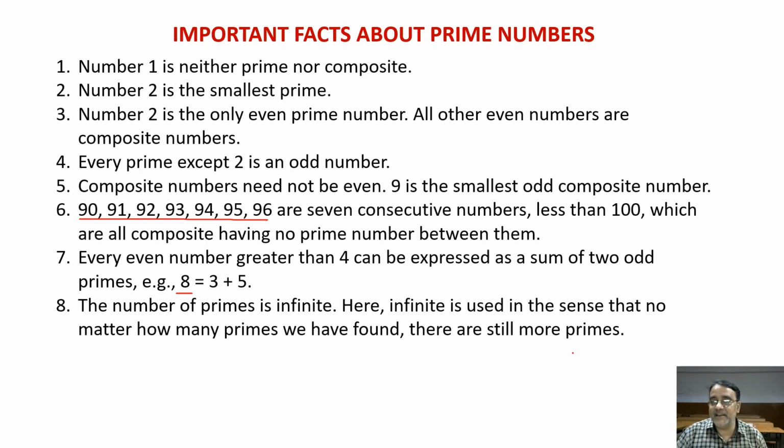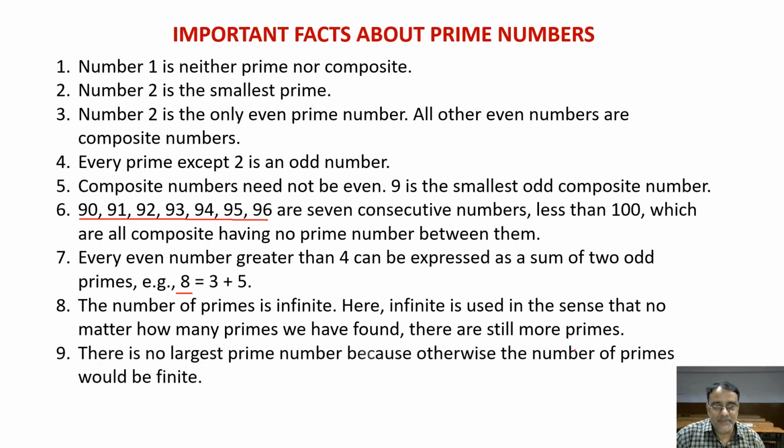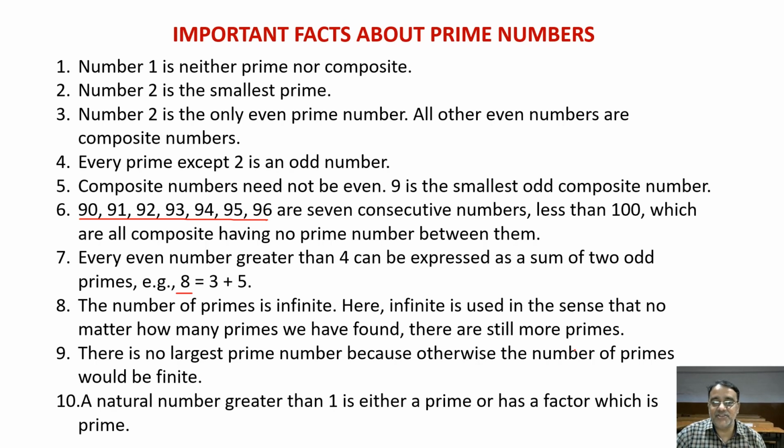Prime numbers we are taking from natural numbers only, and natural numbers are infinite. So prime numbers are also infinite. There is no largest prime number, because otherwise the number of primes would be finite. A natural number greater than 1 is either prime or has a factor which is prime. So these are some important facts about prime numbers.